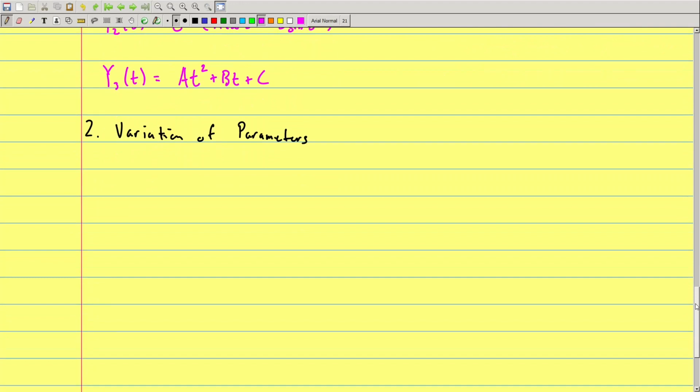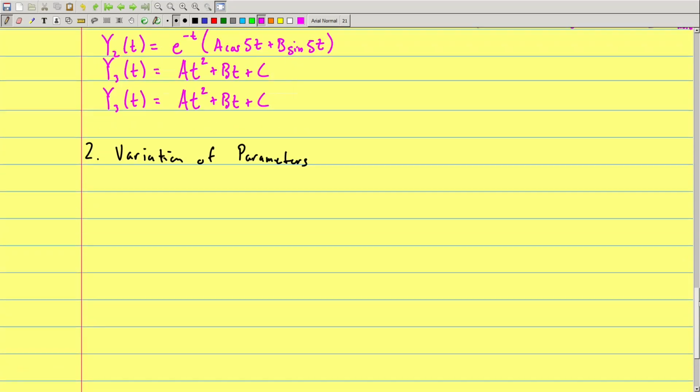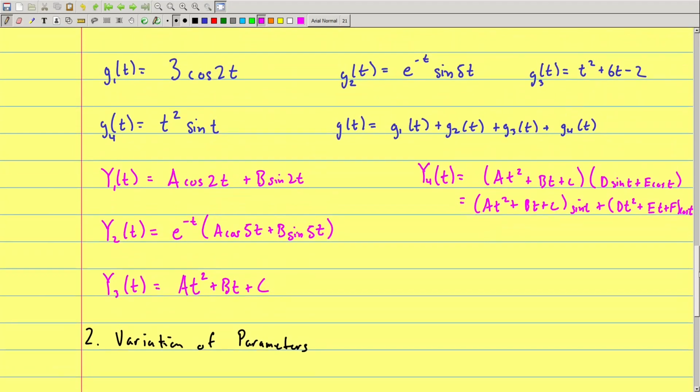The next method that we have is for variation, or sorry, there's one last note that I need to make about the method of undetermined coefficients before we move on.